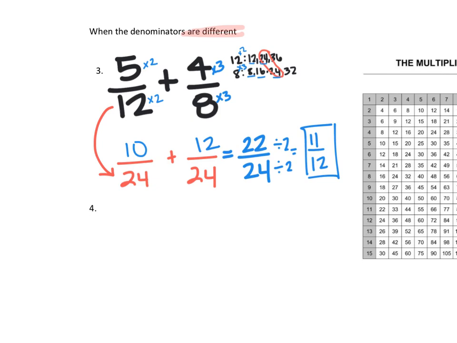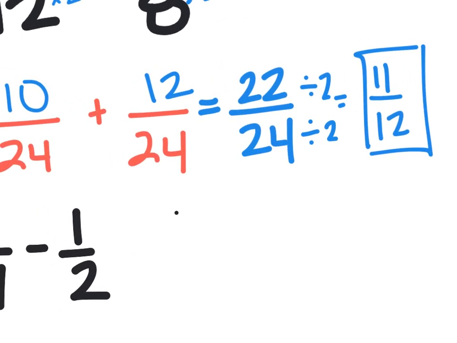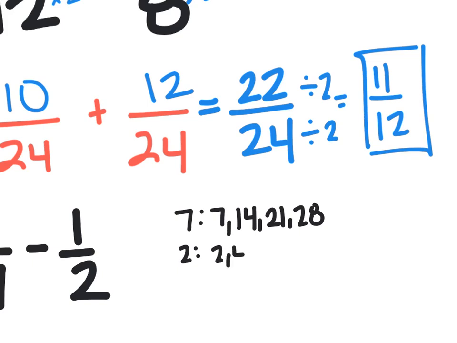The next example we're going to be doing is number 4, 1/7 minus 1/2. Again, they do not have the same denominator. So I'm going to do the same process I did for the problem above. Write 7, 14, 21, 28. And my other denominator was 2. So 2, 4, 6, 8, 10.